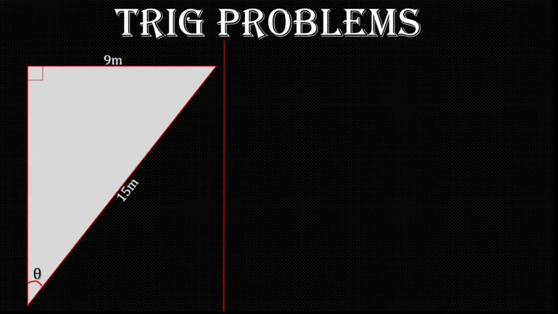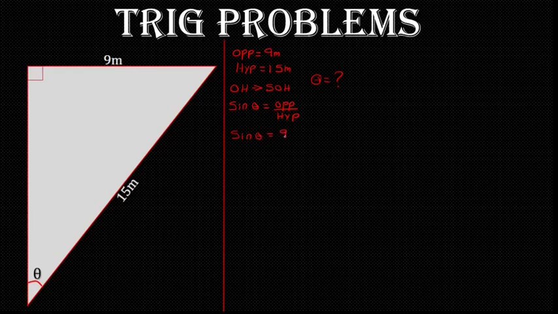Alright, final example. To find the missing angle, still the same procedure. I'll check for the known sides. I have that my opposite is equal to 9 meters and my hypotenuse is equal to 15 meters. I have OH. OH reminds me of SOH, and SOH stands for sine theta equals opposite over hypotenuse. Our theta is unknown, a very big question mark. So sine theta remains sine theta, nothing will change, equals 9 over 15.